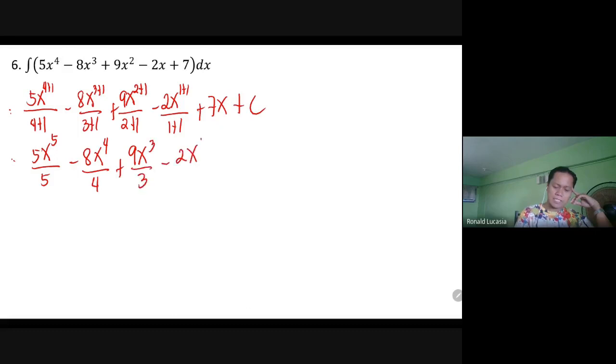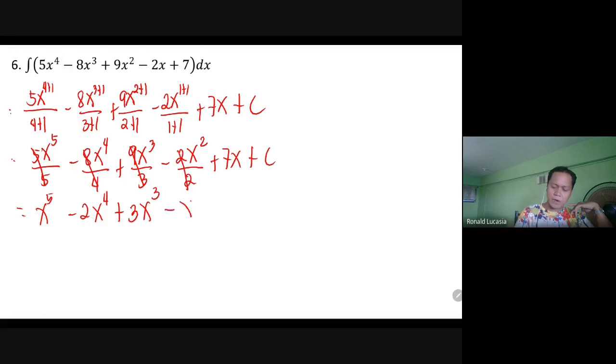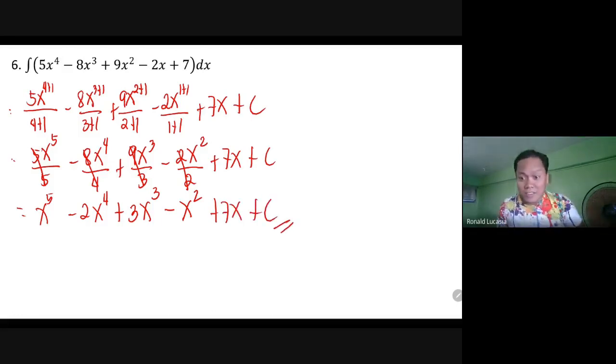Minus 2x to the 2nd power over 2 plus 7x plus c, which can be further simplified as x to the 5th power minus 8 divided by 4 is 2, 2x to the 4th power, 9 divided by 3 is 3x cubed, 2 divided by 2 is 1, x squared plus 7x here plus c. I think majority got it correctly. Very good. I think majority got it correctly.